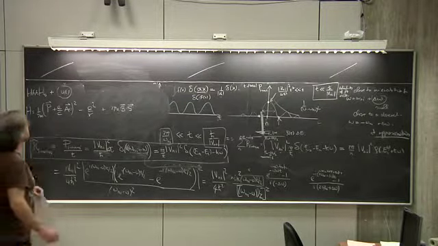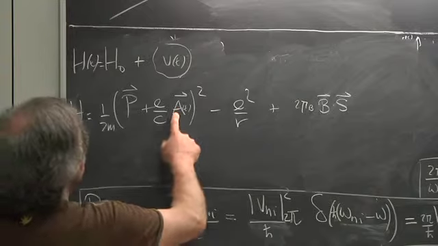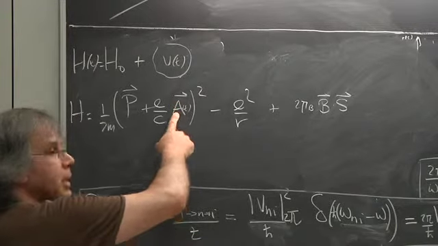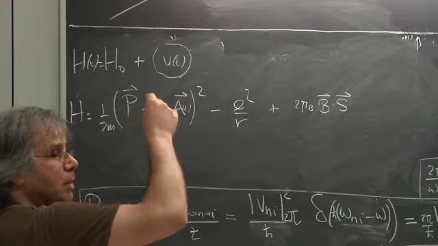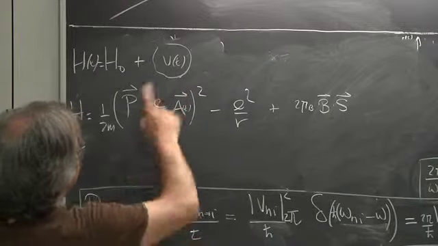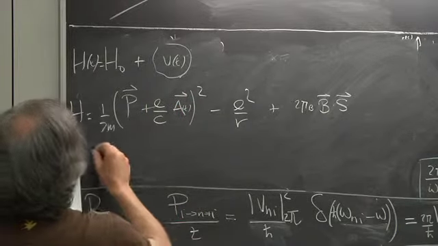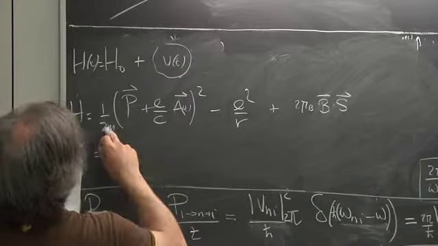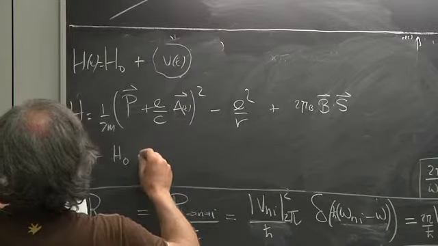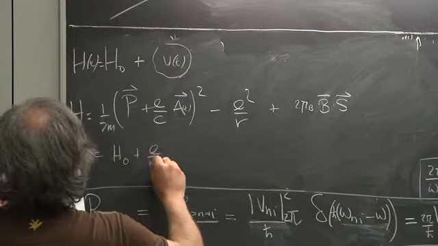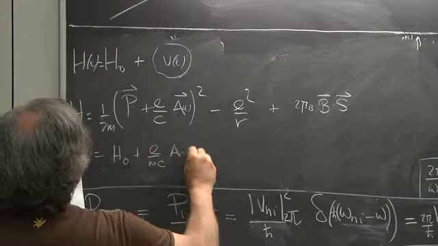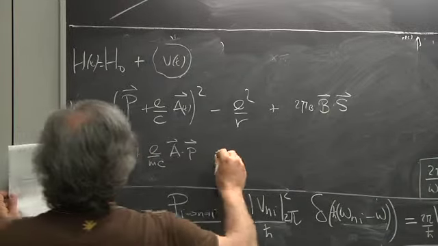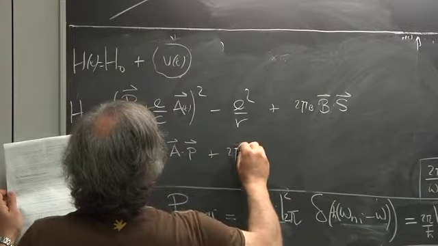Now, you remember that you can also expand this. Suppose that the field was uniform. You can always expand the square and get things like H0, the hydrogen atom Hamiltonian, plus e over mc A dot P, plus 2 mu B.